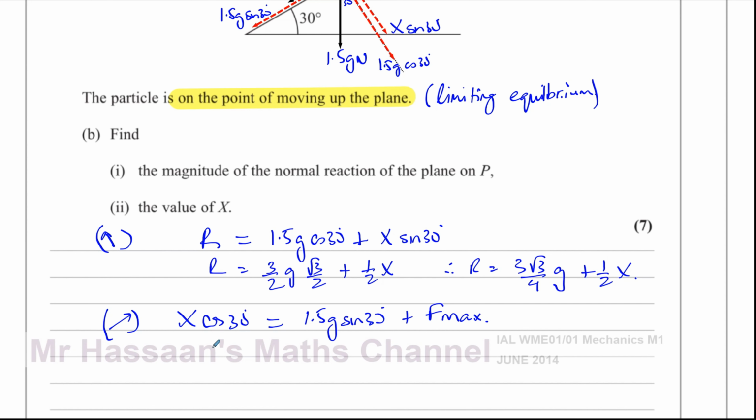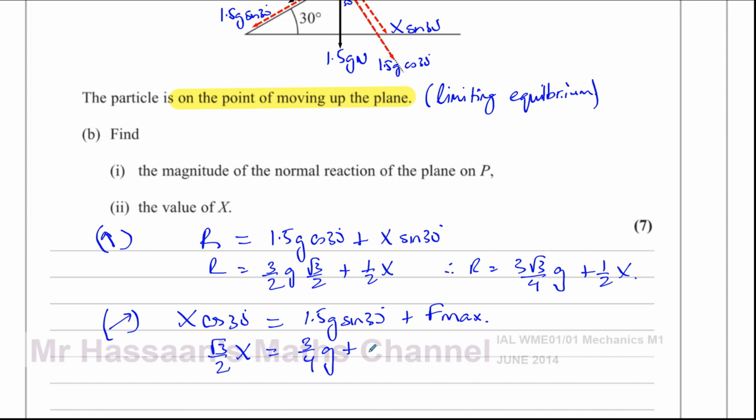Well, we have to combine these two equations together. So let me just simplify this. Cosine 30 is root 3 over 2. So root 3 over 2 X equals 1.5, which is 3 over 2, times sine 30, which is a half. So that's going to be 3 over 4 g plus F max.